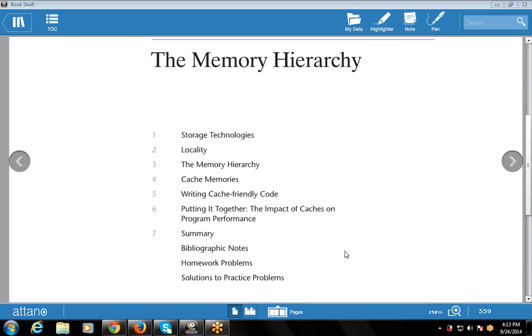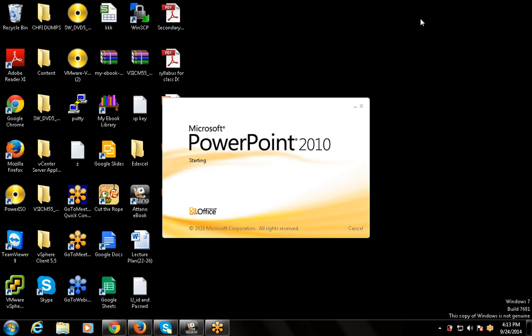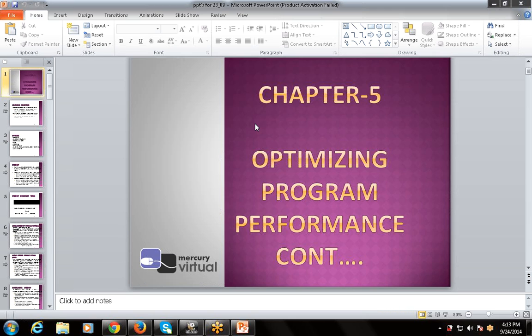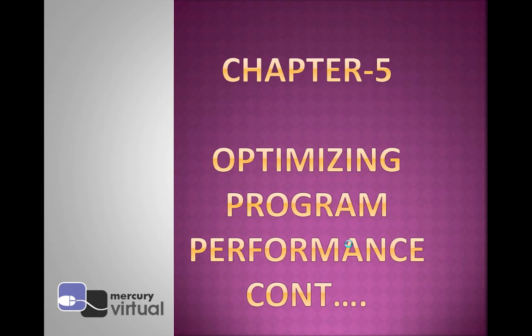But before that, let's take a quick review of what we covered in yesterday's class, that is the previous class. In the previous class, we studied optimizing the program performance.